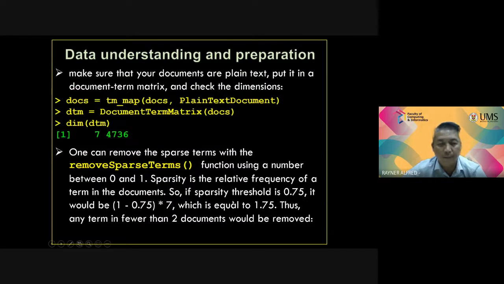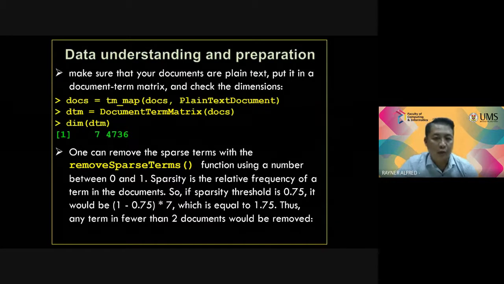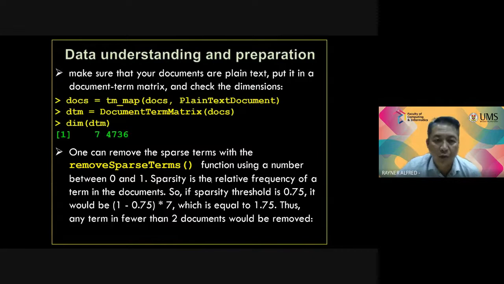Remember that sometimes some of the keywords are less frequent compared to others, so we can also remove some of them. This is what we call the remove sparse terms function, using a number between 0 and 1. Sparsity is the relative frequency of a term in the document.